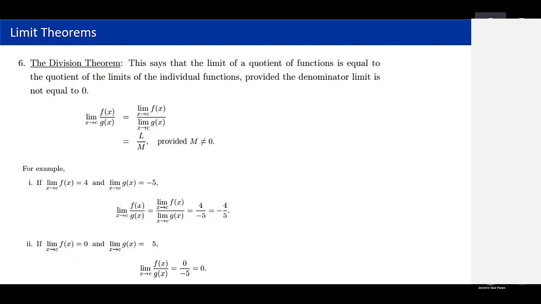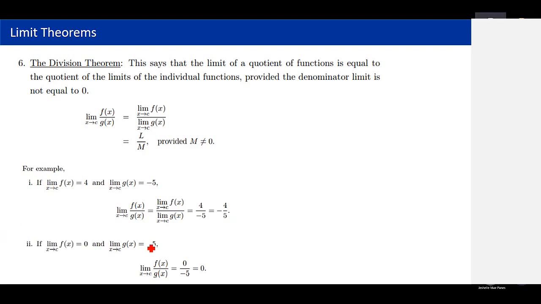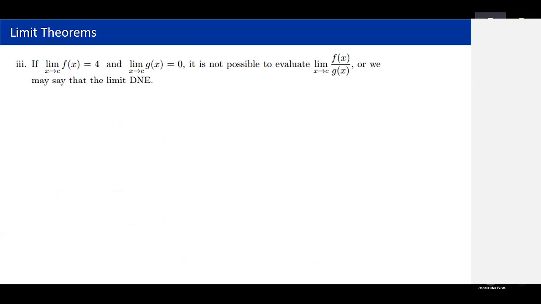And if the limit of f of x equals 0 and the limit of g of x equals negative 5, so the quotient is 0 over negative 5 or 0 over 5. Bakit may negative na ito dito? Dapat negative 5 din dyan. Okay. So that is equal to 0. If the limit of f of x equals 4, and the limit of g of x equals 0, it is not possible to evaluate this one, or we say that the limit does not exist. This one, the limit does not exist.